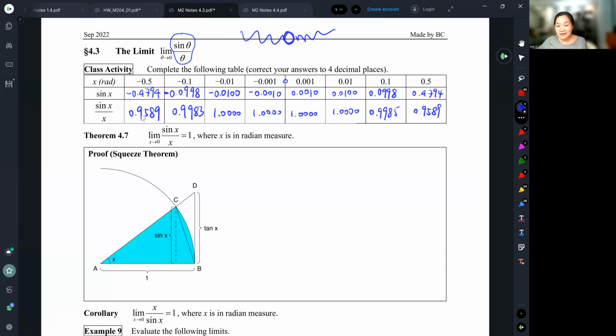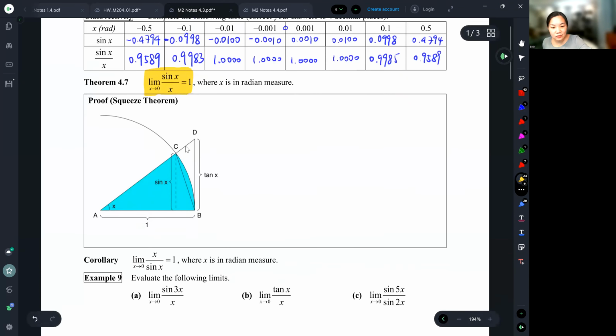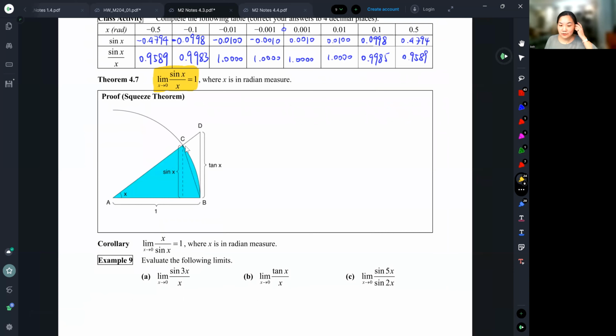Okay, now with these values, I think it's easy to guess, and this is the answer. Now in our curriculum, we're not proving it. We're not saying, oh, this is exactly 1, but you can guess it's 1, right? Now there is a proof that's written in the textbook. I think it's easy to understand, but it's beyond our curriculum. Still, I will show it to you.